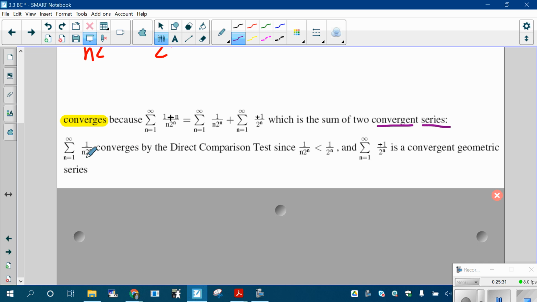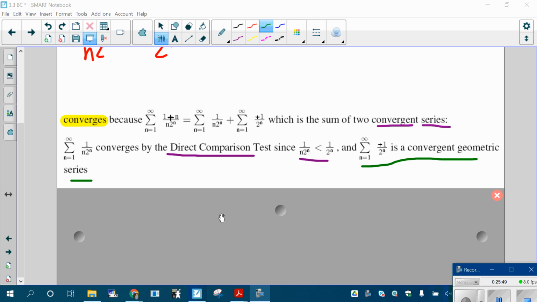I know this one converges. I did direct comparison test with 1 over 2 to the n. I know 1 over 2 to the n is convergent because it's a geometric series. Oh, by the way, that other one converges because it's the same series instead.